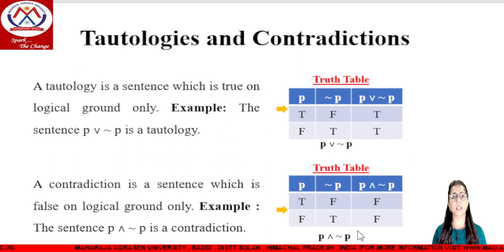A contradiction is a sentence which is false on logical grounds only. For example, the sentence P and negation of P is a contradiction. Let us try to understand with the help of an example. Let us take a statement P which is true in the first row. When we take its negation, it is false. The negation of true is false, and taking the conjunction of P and negation of P, it is false. Then in the second row, statement P is false and its negation is true. So when the first statement is false and the second statement is true, then its conjunction will be false. So that is about tautologies and contradictions.